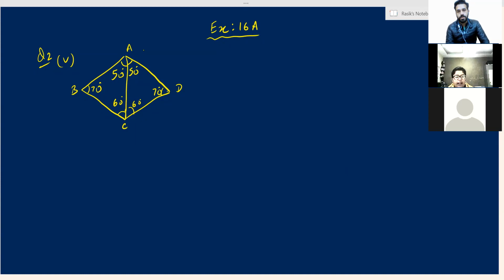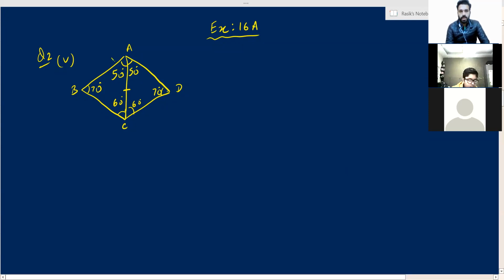The side AC in both the triangles is the common side. Am I right or not? This side is the common side. So we can say both the triangles are congruent by, you can use two rules here, either ASA or AAS. Both the rules can be used.